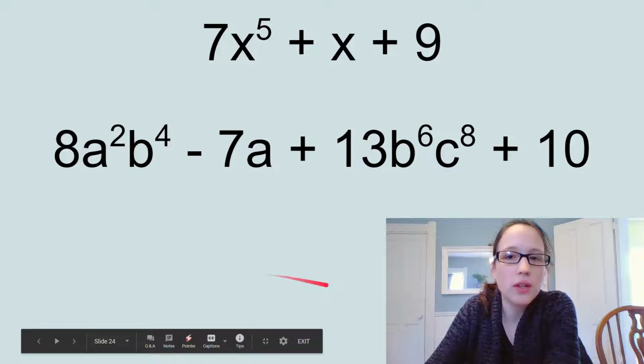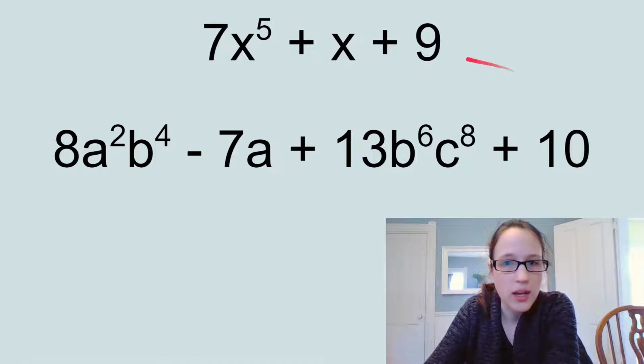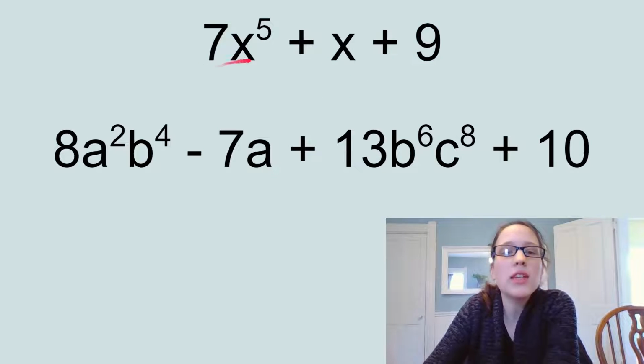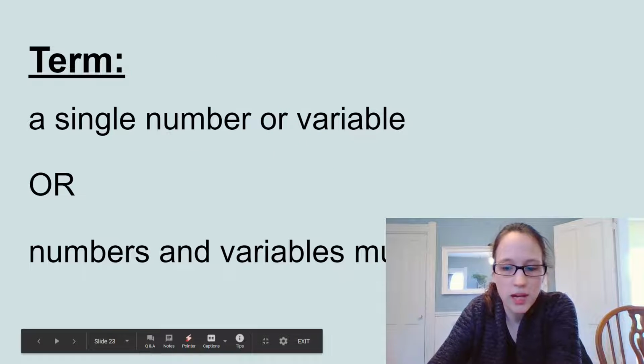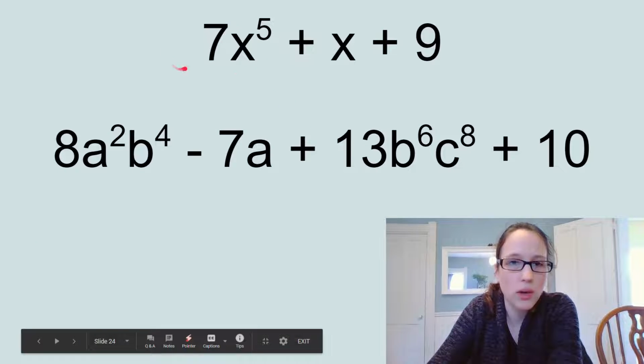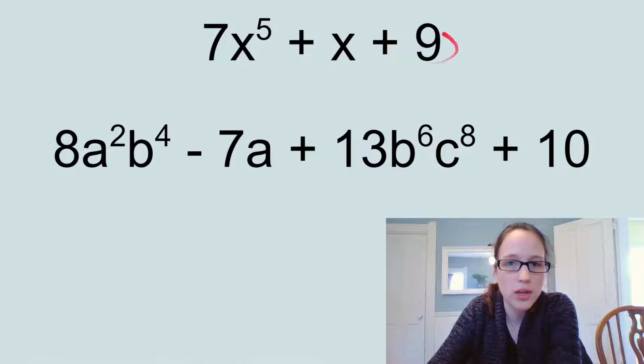So for example, we've got two polynomials here, and I see that we have a term right here because that's just a variable. I see that we have a term right here because that's just a number. But this is actually a term too, because this is really 7 times x times x times x times x times x. And since it's all multiplied together, it's all one term. So we have one term, 2 terms, 3 terms.